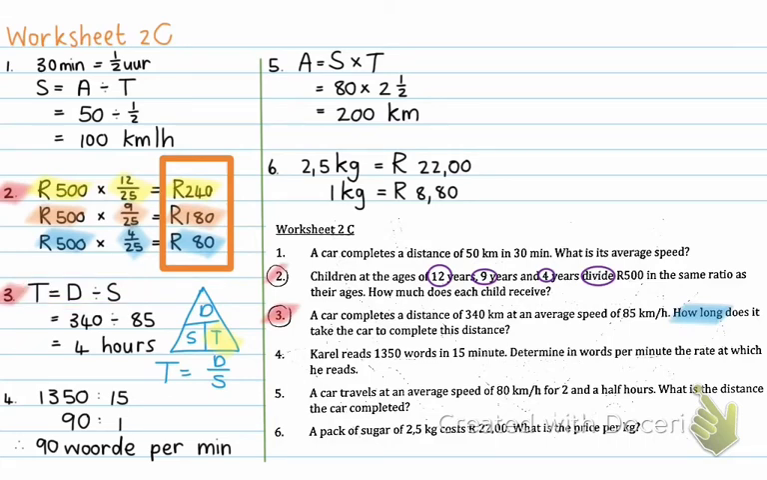They tell us that this car completes a distance of 340 kilometers. That's why I put the 340 here in the place of the D of distance. And then they tell us that the speed of this car is 85 kilometers per hour. So in the place of speed, I insert 85. And if you divide that with each other, it gives you 4 hours. If you later want to do question 4, then this should just be words per minute.